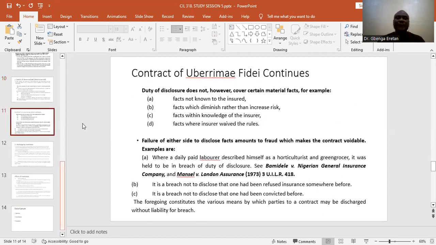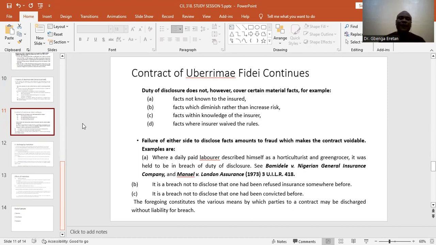We are still talking about the contract of uberrimae fidei, which is the contract of utmost good faith, a type of contract where parties need to disclose all the relevant facts that they know about the item to be insured. But what are those facts that are not fundamental, that don't need to be disclosed or render the contract void? Number one, facts not known to the insured. If the person that wants to be insured does not know about the fact, he does not need to disclose it. You cannot disclose what you do not know.